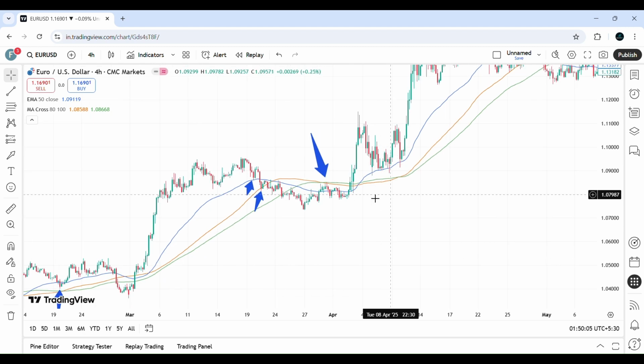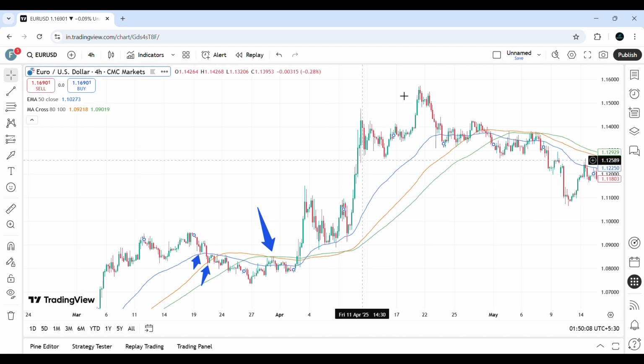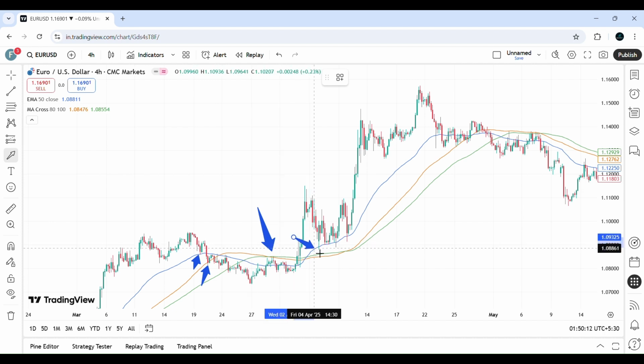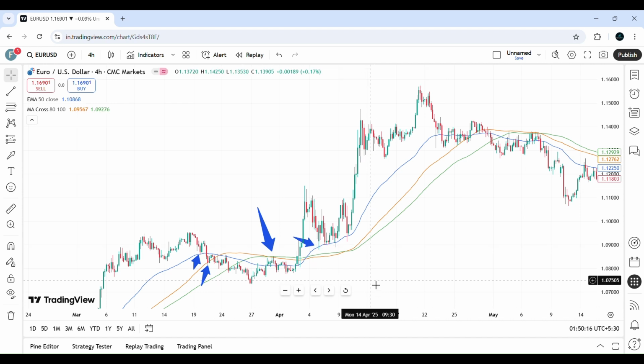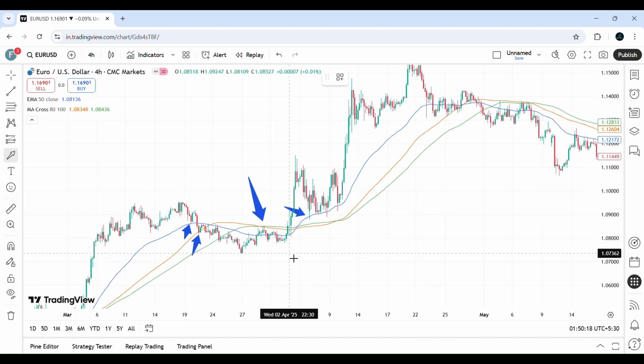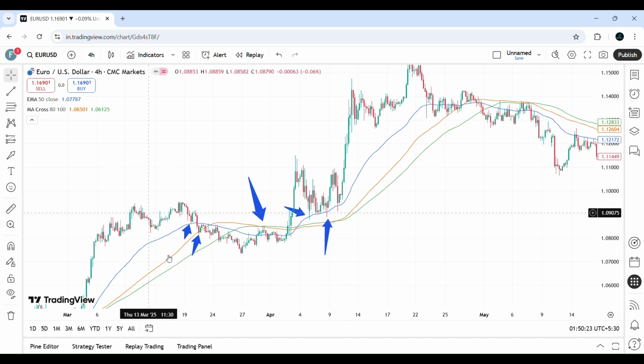And again over here you see the moving average crossing to the buy side. You'll take an entry right over here. Sorry, you've got to take an entry over here. All these places you could have taken entries because the overall trend is to the upside.